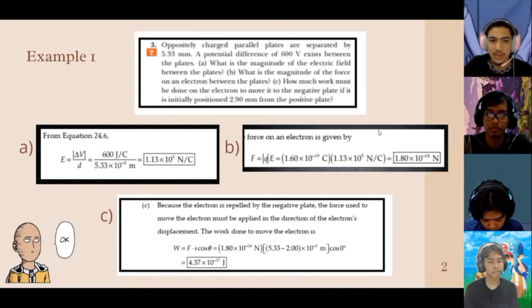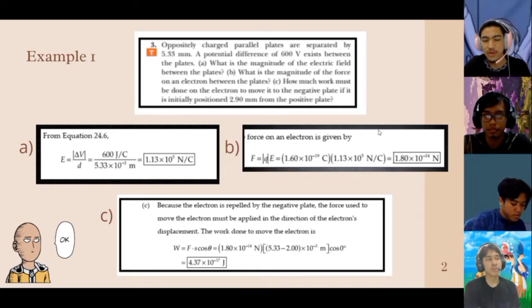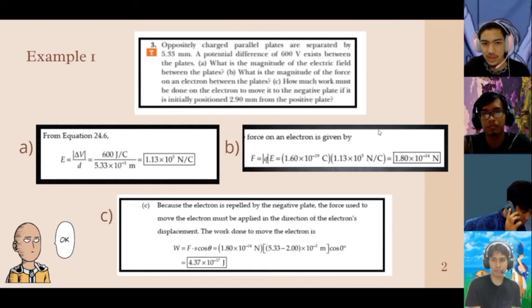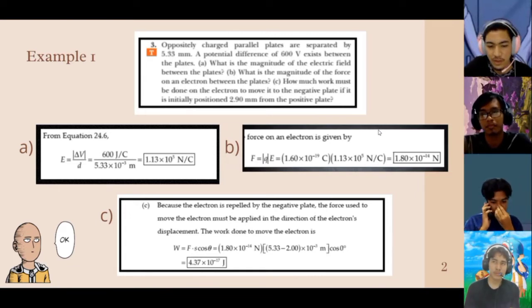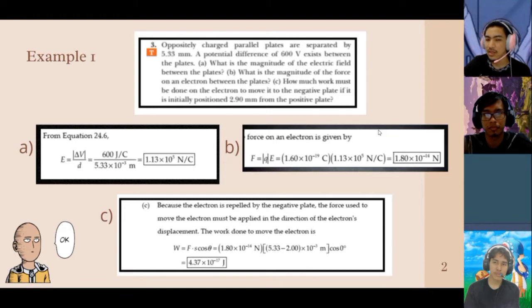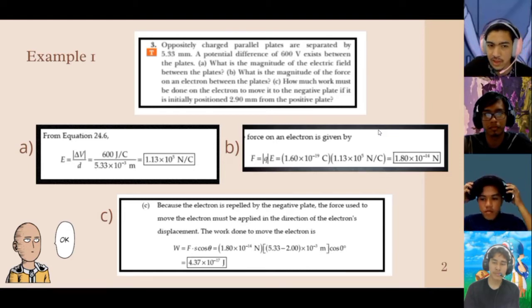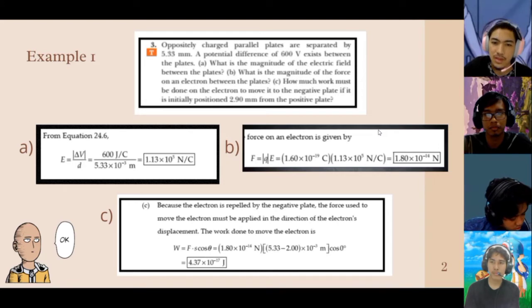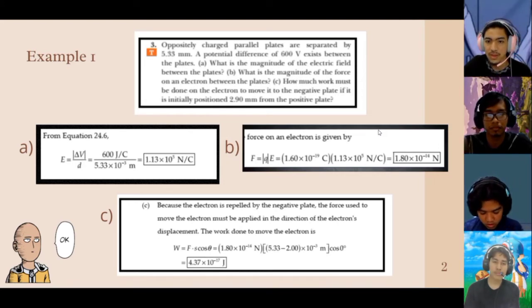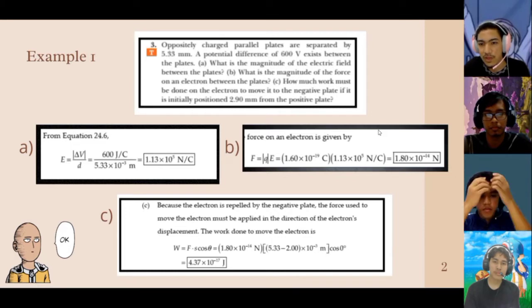So for the B question, what is the magnitude force on an electron between the plates? The question asks about an electron, so as we know, the charge of an electron is 1.6 times 10 power of -19 coulomb. The equation F equal to QE from the chapter before can be applied to this question. The E value that we calculated in question A, we can transfer into this question. So we'll get the direct answer 1.8 times 10 power of -14 Newton.